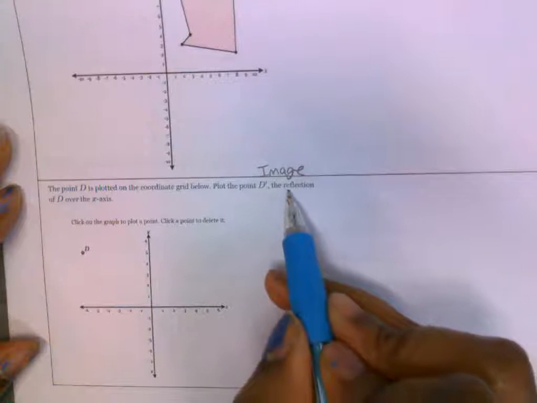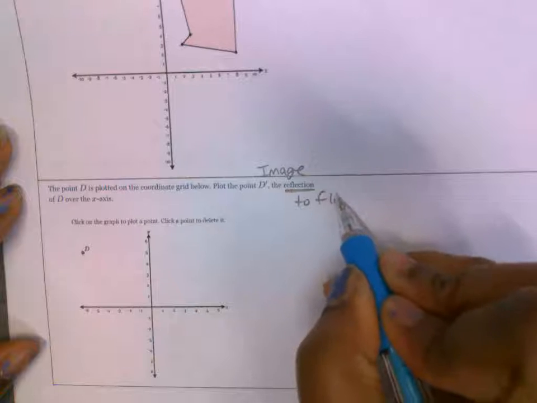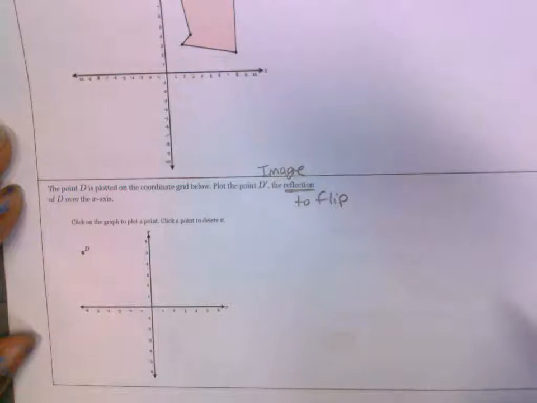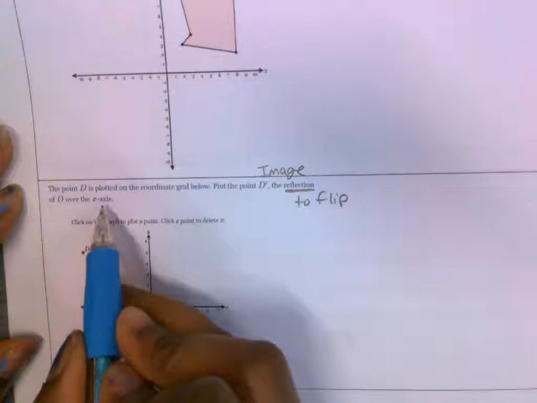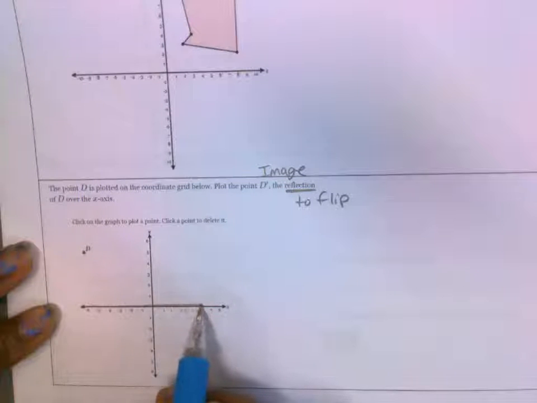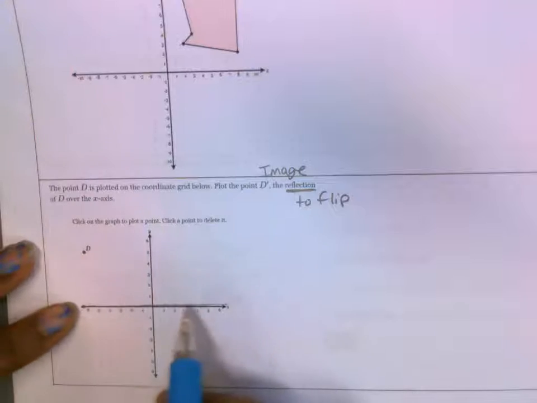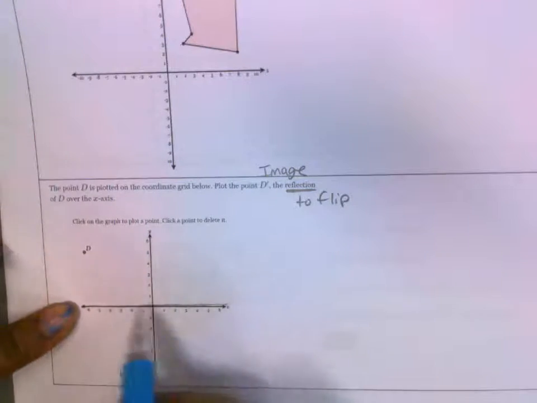It says reflect, which means we talked about this before, to flip. And we're either going to flip it over the x-axis or the y-axis. So here it's saying you're going to flip it over the x-axis. So the x-axis is this horizontal number line, the number line that goes from left to right. So you're going to flip it over the x-axis.